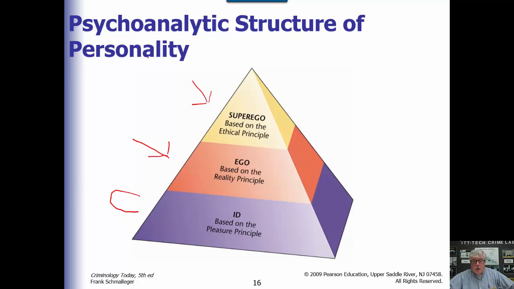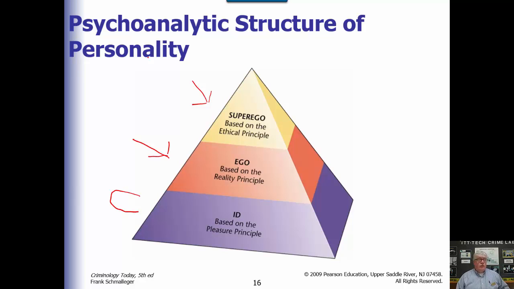The next level is the ego. The ego is more practical. The ego looks at reality of the situation. Like, okay, I really, really want a Slurpee from the 7-Eleven. I don't have any money, but I have a gun. So maybe I should go in and stick up the 7-Eleven. I'll get a little money, and I'll get my Slurpee. Well, the reality of that situation is it's probably not worth it.